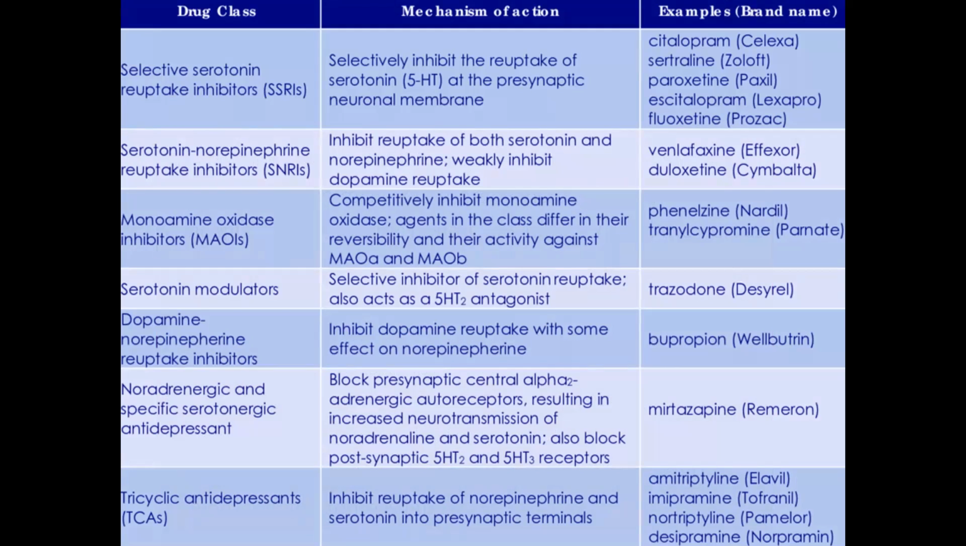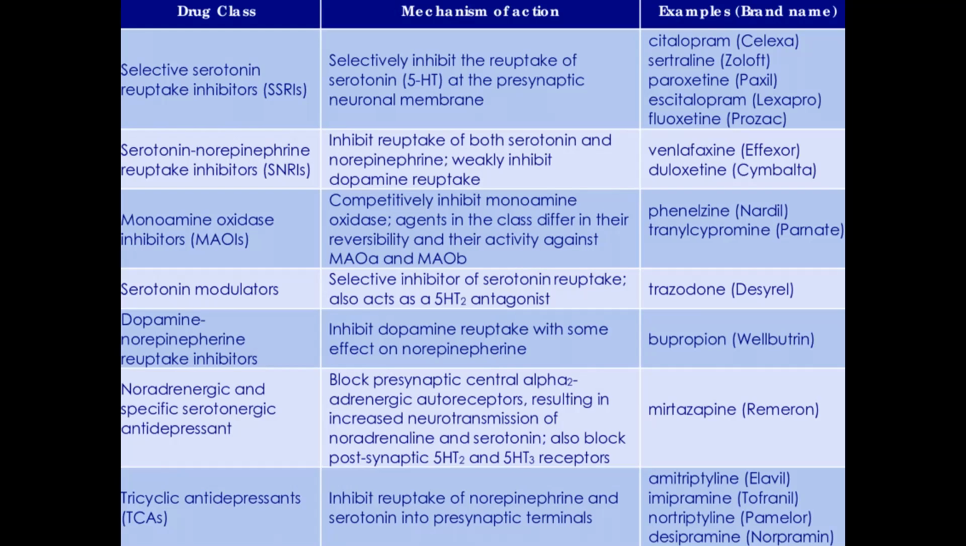Serotonin norepinephrine reuptake inhibitors inhibit reuptake of both serotonin and norepinephrine, and weakly inhibit dopamine reuptake. Monoamine oxidase inhibitors competitively inhibit monoamine oxidase. Agents in the class differ in their reversibility and their activity against monoamine oxidase A and monoamine oxidase B. Serotonin modulators, selective inhibitors of serotonin reuptake, also act as a 5-HT2 antagonist. Dopamine and norepinephrine reuptake inhibitors inhibit dopamine reuptake with some effect on norepinephrine.